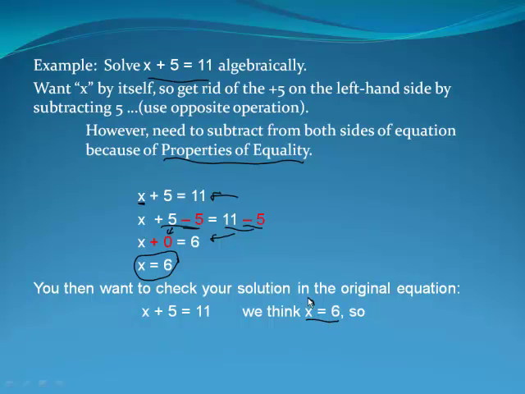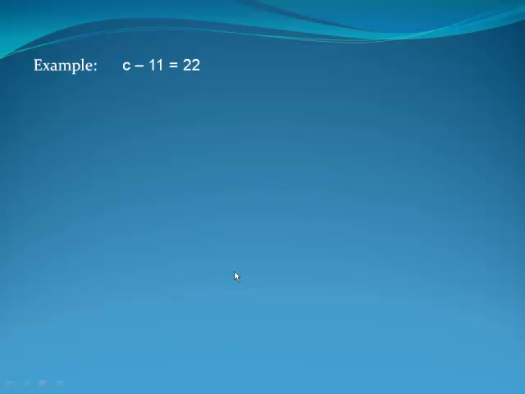So take the original equation as written, take your solution that you got when you solved it, in this case x equals 6, and we're going to substitute that value in for x in that equation. So we think x should be 6, so our left-hand side now becomes 6 plus 5 equals 11. And do the math on the left-hand side. 6 plus 5 is 11. 11 does equal 11, so that's okay. Checks out. We can be confident that that solution is accurate.